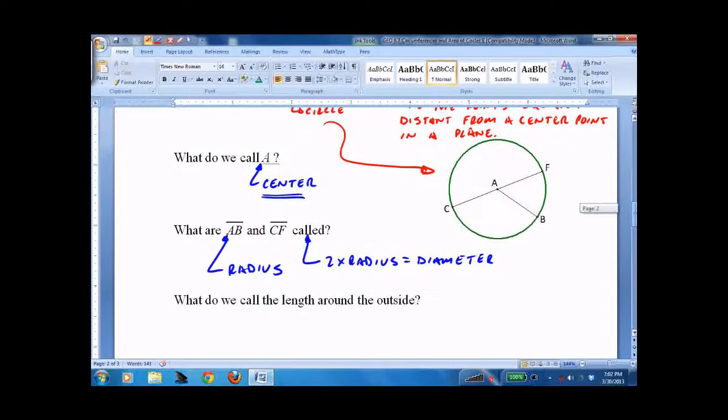What do we call the length around the outside? If it was a pizza, it would be the pizza crust. We call it the circumference, which is a circle's perimeter.